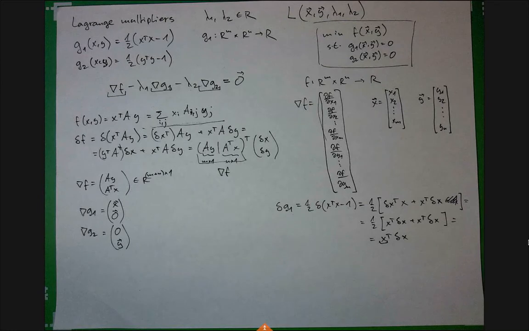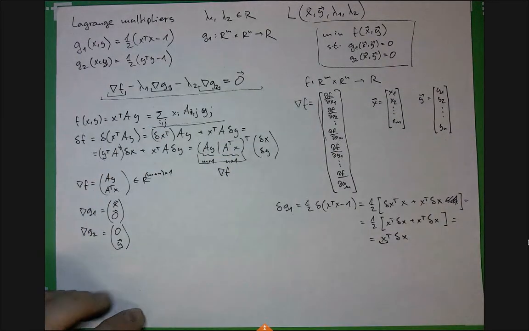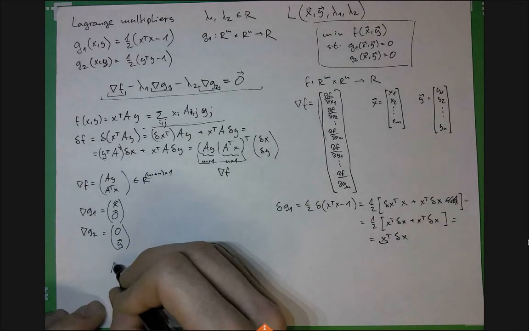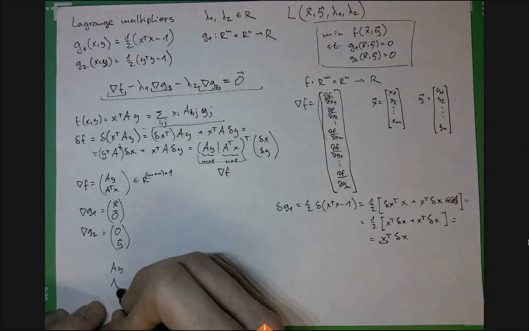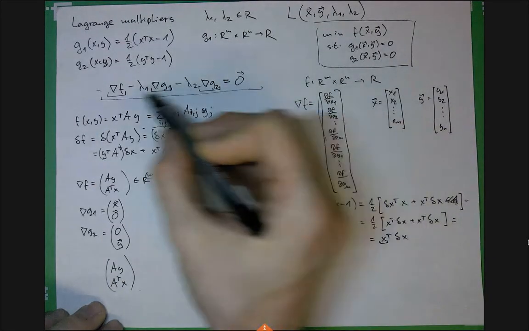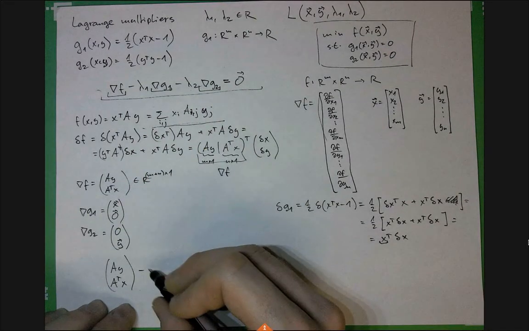Right? Okay, so now we have done the hard part, and now comes the fun part. That means actually solving this. Now we know all the gradients, so we can just plug them in there, right? So the gradient of f was Ay and A^T x. So I'm just taking this equation and plugging in the gradients we have just computed.